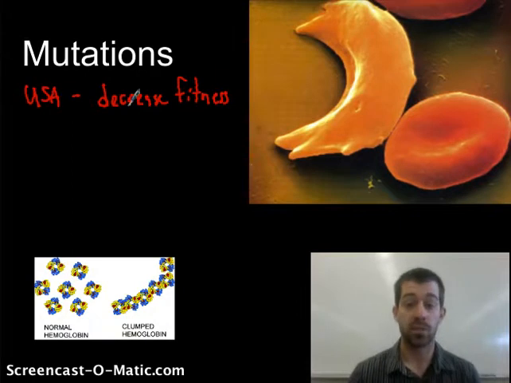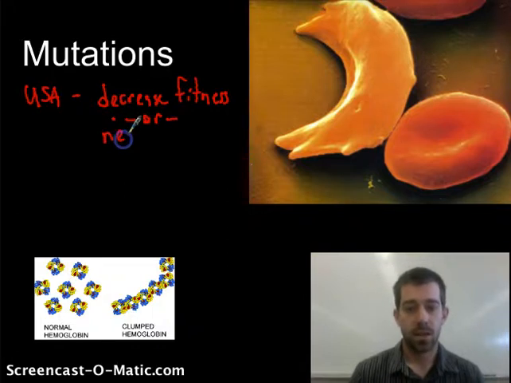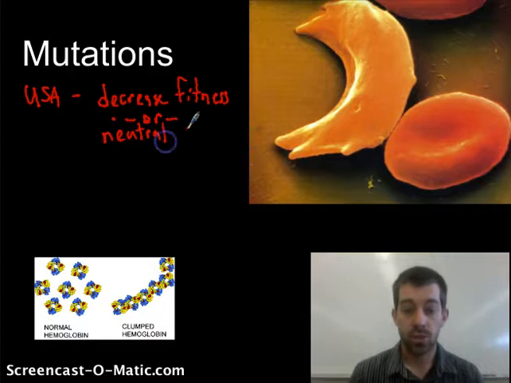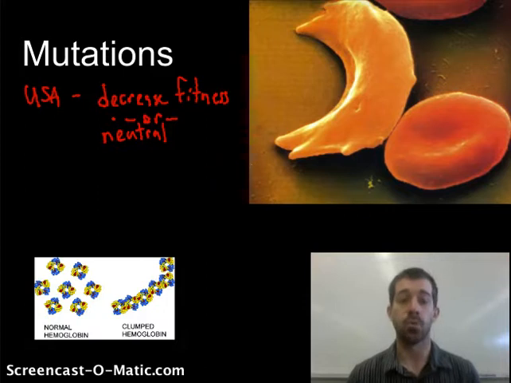It might actually be completely neutral. People with sickle cell anemia may reproduce just as often as normal people. They might not feel great, but that doesn't necessarily mean they won't have kids.